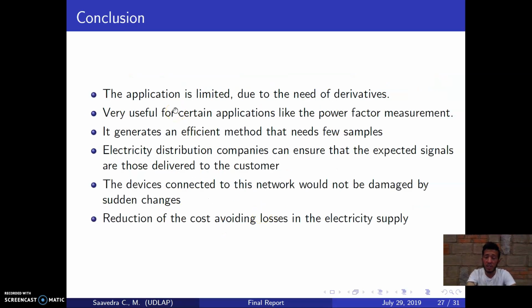This application is limited by the need for derivatives, so we need only continuous signals. But it is very useful for certain applications like power factor measurements. It generates an efficient method that needs few samples. That was our goal. And companies can ensure that the expected signals are those delivered, so the connected devices would not be damaged and the cost is going to be reduced.